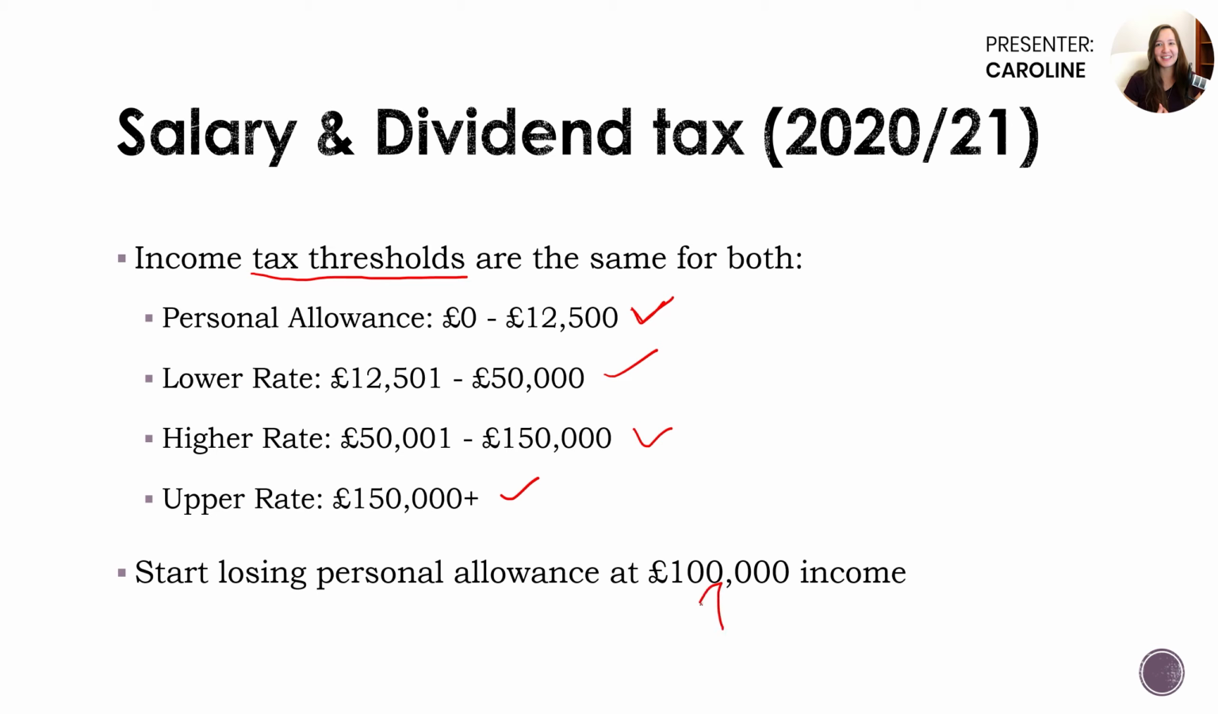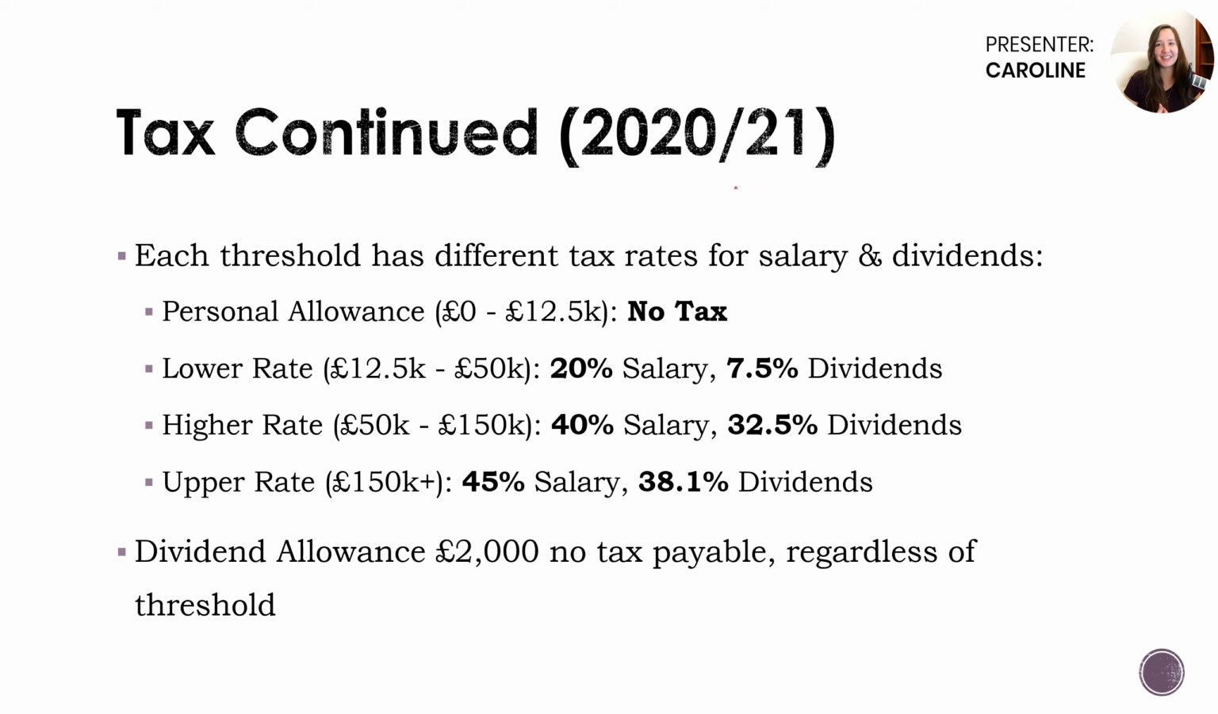So obviously keep in mind that if you do receive over £100,000 of income, you start to lose your personal allowance, and I will get into how that impacts your overall liability soon. So each threshold has different tax rates for salary and dividends. And the only one that's the same is the personal allowance, which has no tax. So up to that 12.5k, there's no tax to pay, regardless if it's salary or dividends. The lower rate thresholds, between 12.5k and £50,000, has 20% tax on salary and 7.5% tax on dividends.